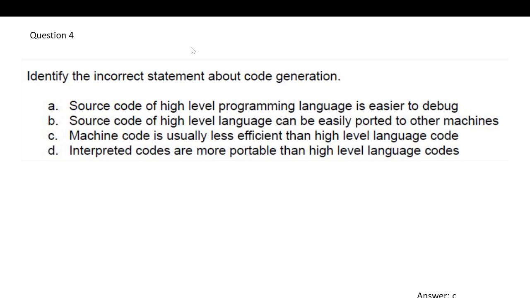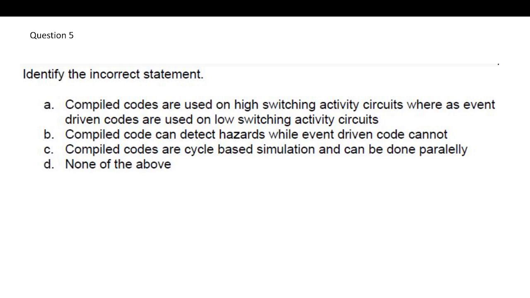Identify the incorrect statement about the code generation. We said for code generation, we can use high level machine code and interpreters. Interpreters are more portable than the high level language, and we do line by line. High level programming languages are easier to debug and also easily ported to other machines. Machine codes are efficient, with higher simulation efficiency, we saw. So they have given that it is less efficient. So this is the incorrect option.